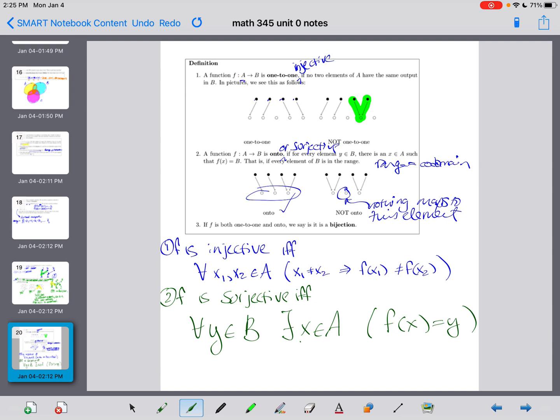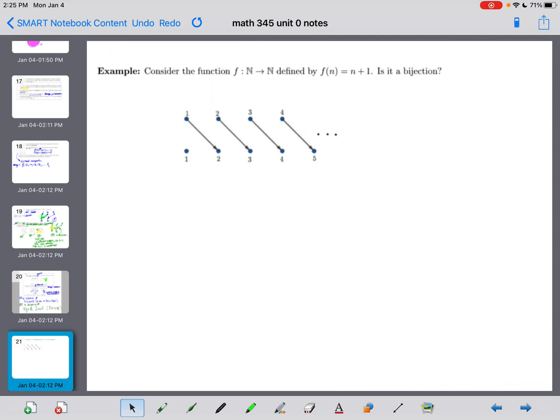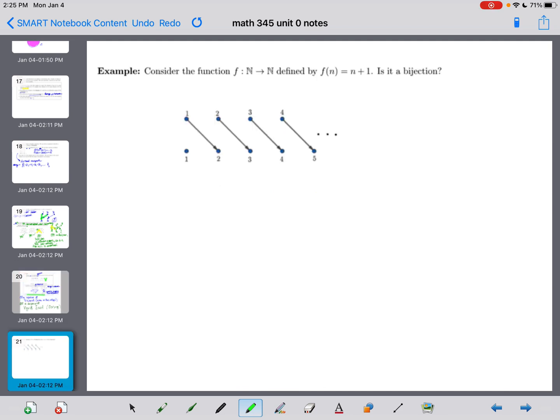As one last example, if we look at the function from N to N, from the natural numbers to the naturals, defined by f of n is equal to n plus 1, is this a bijection? If a function is both 1-to-1 and onto, we say it's a bijection. So we want to find out if this is a bijection. So we want to know, is it 1-to-1 and onto?